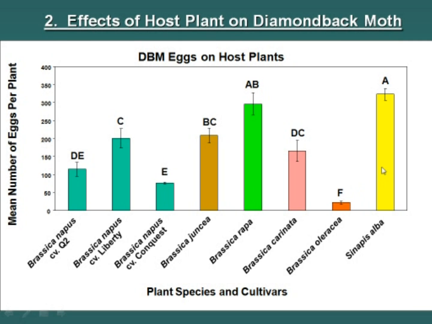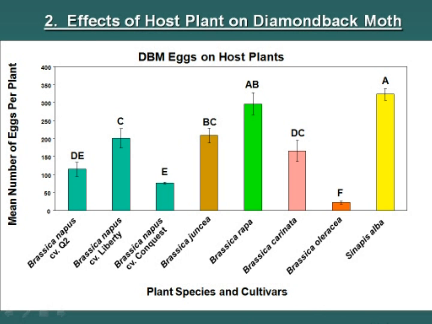Looking now beyond the variety aspect to different species of plants, this is brown mustard, Polish canola, cabbage, and Sinapis alba. One clear result from our studies was that white mustard, or Sinapis alba, is most susceptible to diamondback moth egg laying. And most eggs were laid on this species. Brassica rapa, or Polish canola, is also very susceptible to this insect. And Brassica juncea is rather intermediate between Polish canola and Brassica napus.